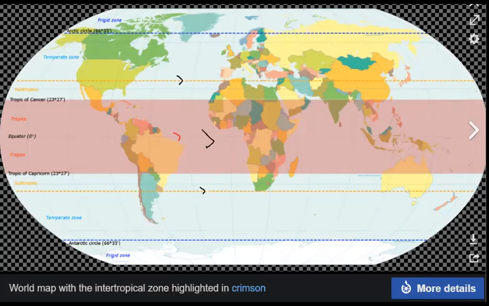Now, just think logically. At the equator, is the temperature high or low? The temperature is high, because this is the region closest to the sun. So this is called the equatorial region. The region around the equator is called the equatorial region, and there the temperature is generally high because it is close to the sun.